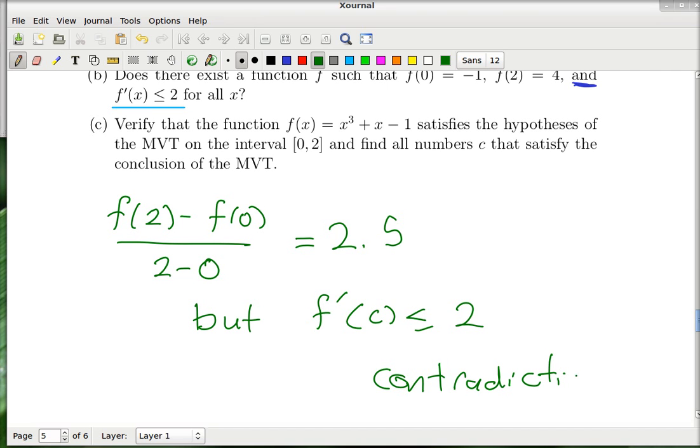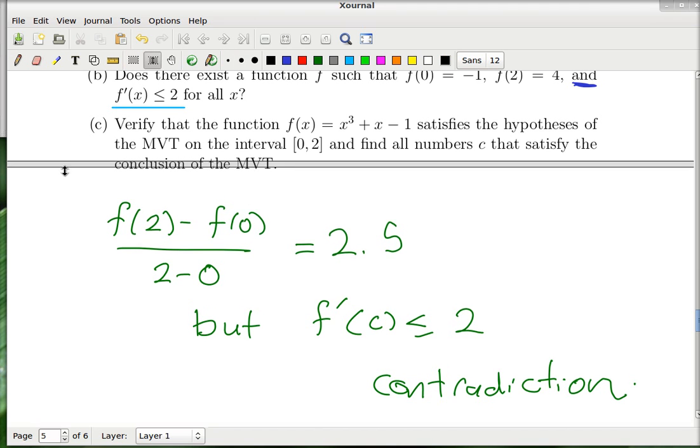So I gave you a long lecture with lots of pictures and colors, but this is a pretty good answer. Could be more explicit, right? You could say that what's being contradicted is the mean value theorem, but that's good enough. Good enough for me.